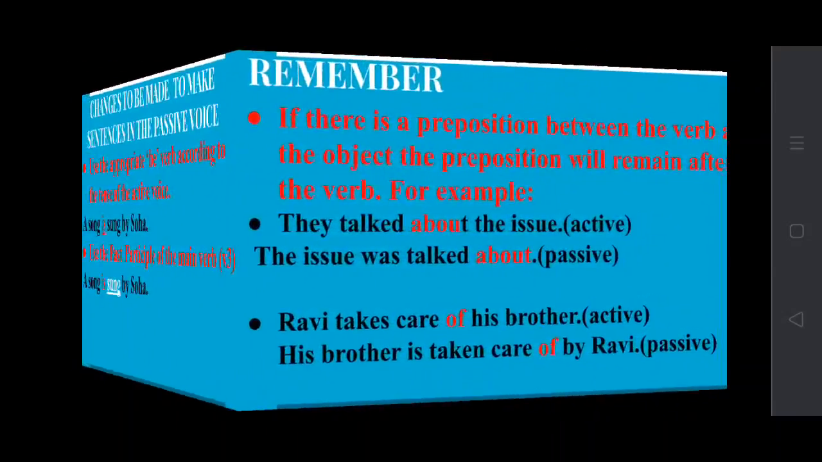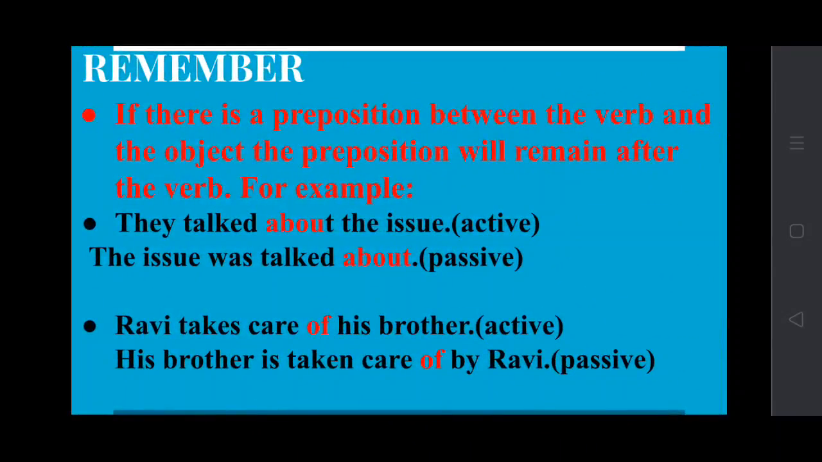Next step is, if there is a preposition between the verb and the object, the preposition will remain after the verb. Like they talked about the issue. Now here about is the preposition, so when we change it into passive, it will become the issue was talked about. So about will be used after the verb talked. Ravi takes care of his brother. So it will be his brother is taken care of by Ravi.